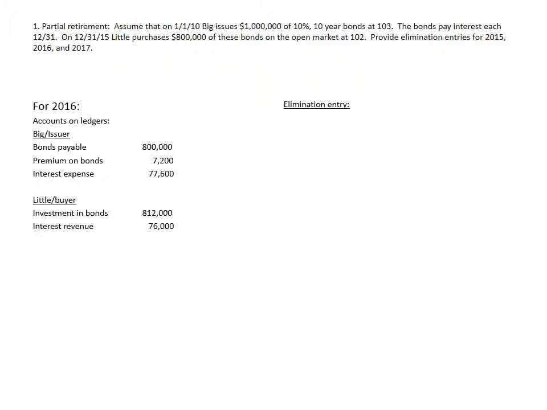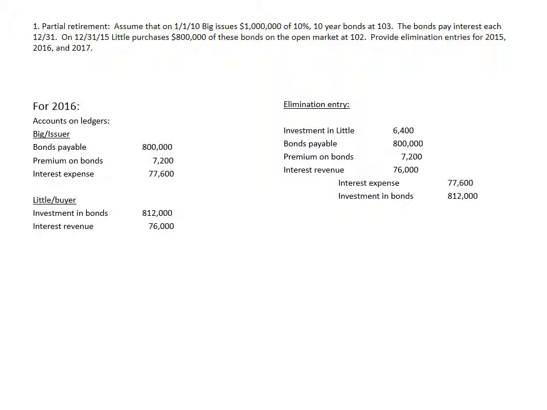And so for our elimination, again, we're going to eliminate all 5 of those ledger accounts that represent the intercompany bond relationship. So we eliminate the bonds payable and the premium on bonds. We eliminate the interest expense, so we've taken all of Big's stuff off their ledger. We eliminate the interest revenue and the investment in bonds from Little's books, and we carry forward the realized but unrecognized loss that we had last year.